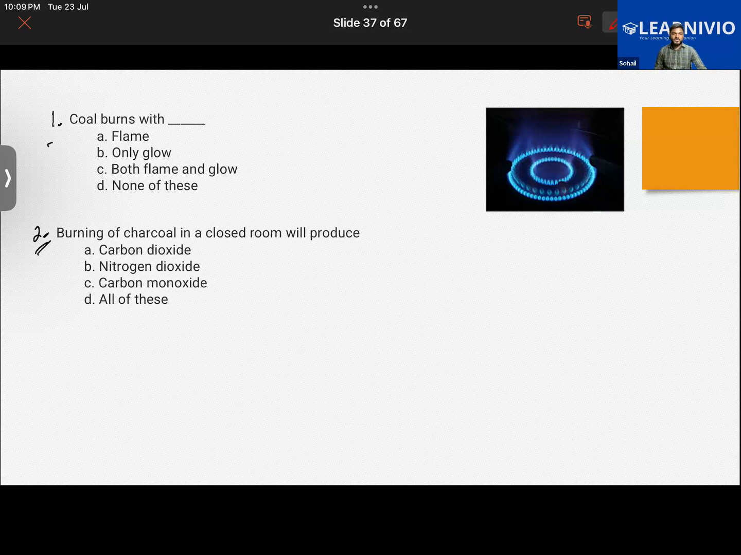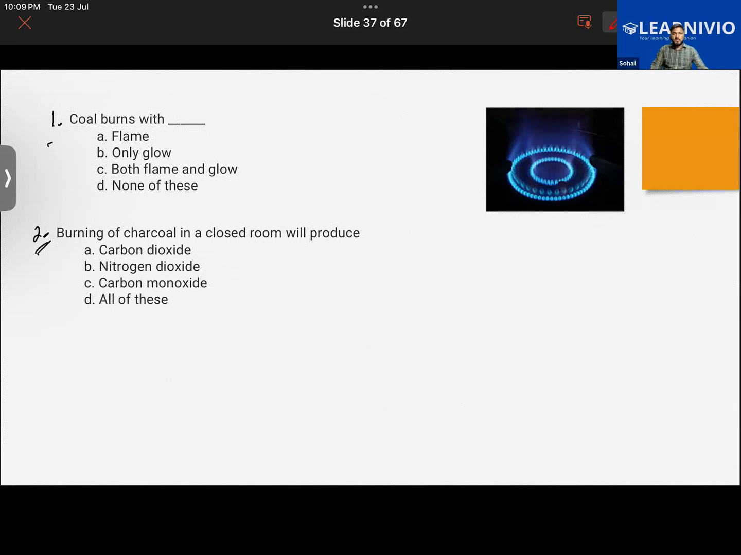So whenever charcoal burns in a limited supply of air, rather than releasing carbon dioxide, it will be releasing carbon monoxide, which is a poisonous gas. And the bad part about carbon monoxide is that it is an odorless gas. It does not have any smell. So you will not be able to detect it. It will go undetected. Okay?